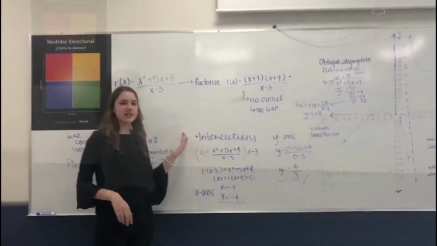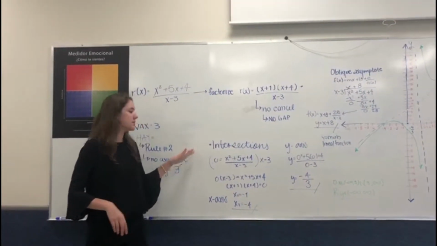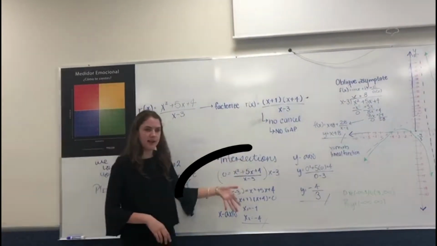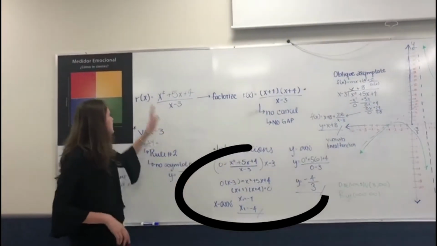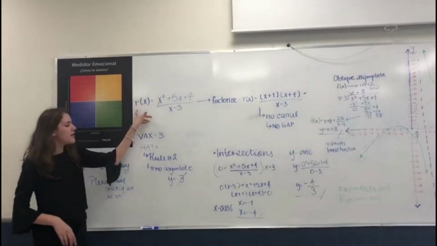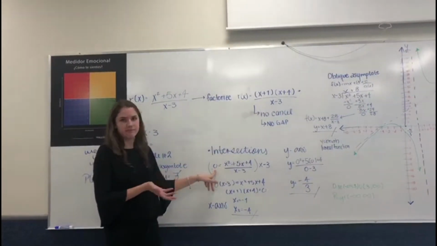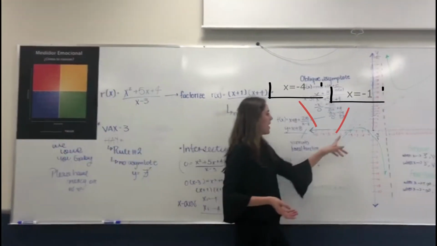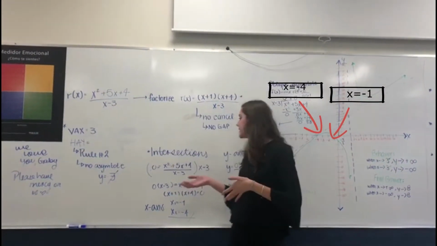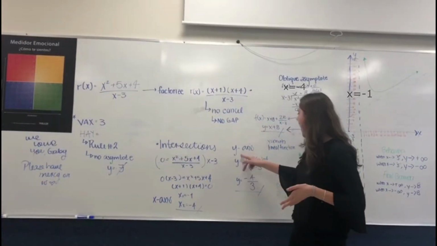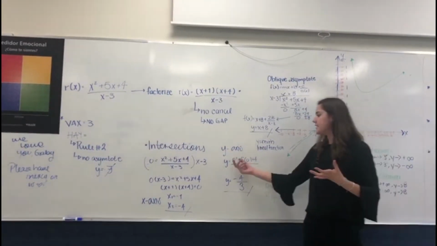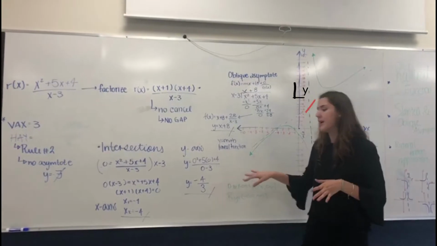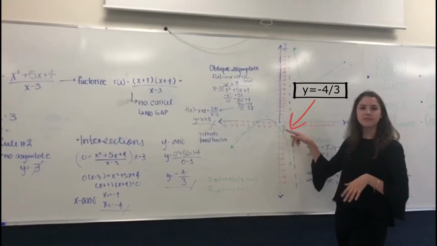To get the intersections in both axes, we need to substitute 0. In the x case, to get the x-axis intersections, we substitute y for 0, and then we get these values, minus 1 and minus 4. And then to get the y-axis intersection, we put a 0 in the x, and then we get minus 4 divided by 3, and it is here.